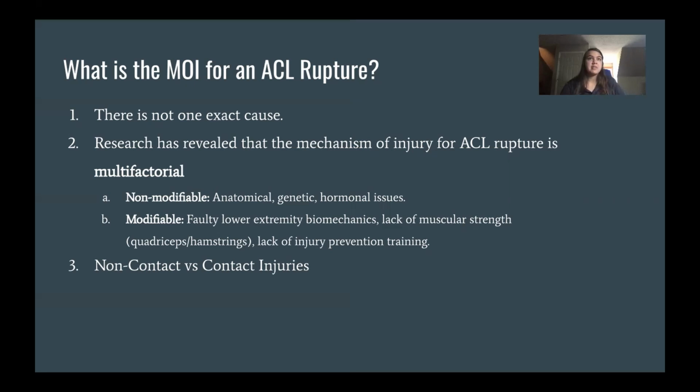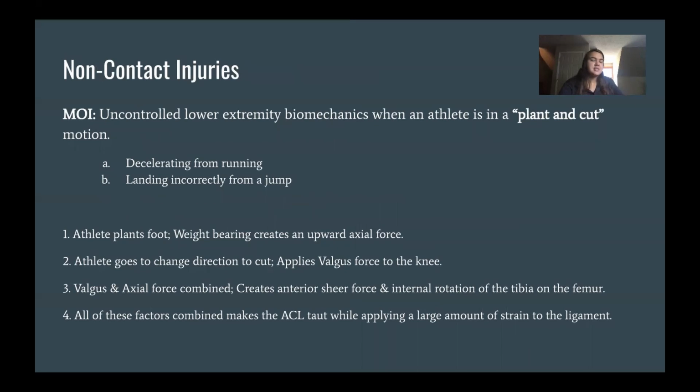And so I'm going to talk about these a little bit separately because their mechanism of injuries are a little different. So for non-contact injuries, mechanism of injury is uncontrolled lower extremity biomechanics when an athlete is in a plant and cut motion. So this motion can be from deceleration from running, so you're slowing down, or maybe you're a basketball athlete, you're a volleyball athlete, you jump up and then you land incorrectly, which puts your body in that position. So when you're in this position, you're going to plant your foot, which causes that leg to be weight bearing, and it creates an upward axial force.